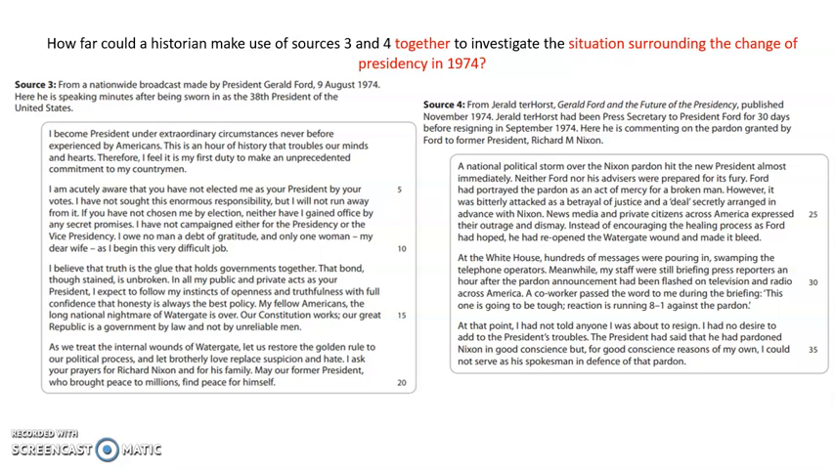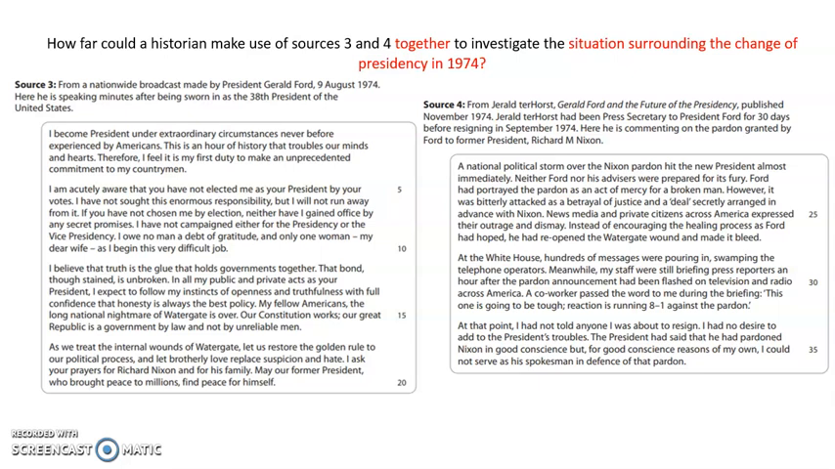There's always a danger with these source questions that you tend to go down a more generalized analysis of the sources and what they are suggesting. But you have to target it to the precise wording of the question. So highlight the precise wording, which in this case is the situation surrounding the change of presidency in 1974. So they're clearly alluding to the Watergate scandal.